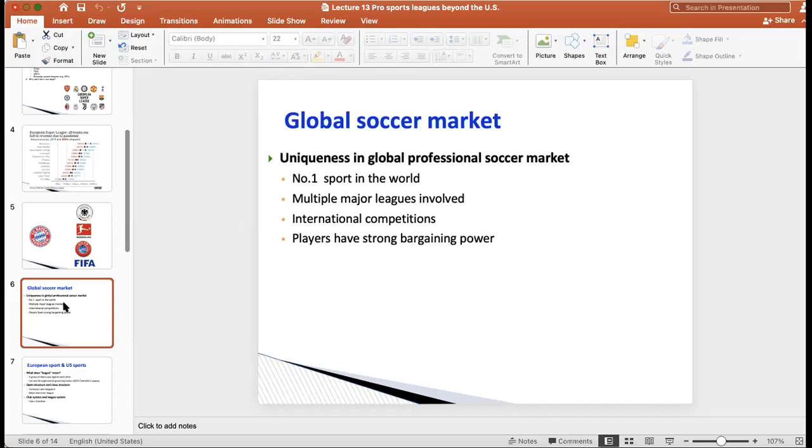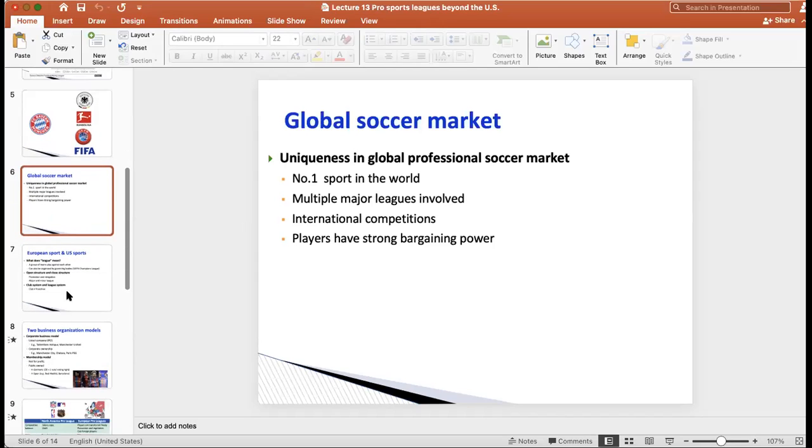So if Barcelona cannot renew the contract with Leo Messi, of course they want to sell Leo Messi for a good price, get the transfer fee, and then they're able to buy other players. Otherwise, you lose Leo Messi. Basically, you lose all the money. Of course, you don't want that. So players have great bargaining power, and that's why their salaries are very, very high in soccer.